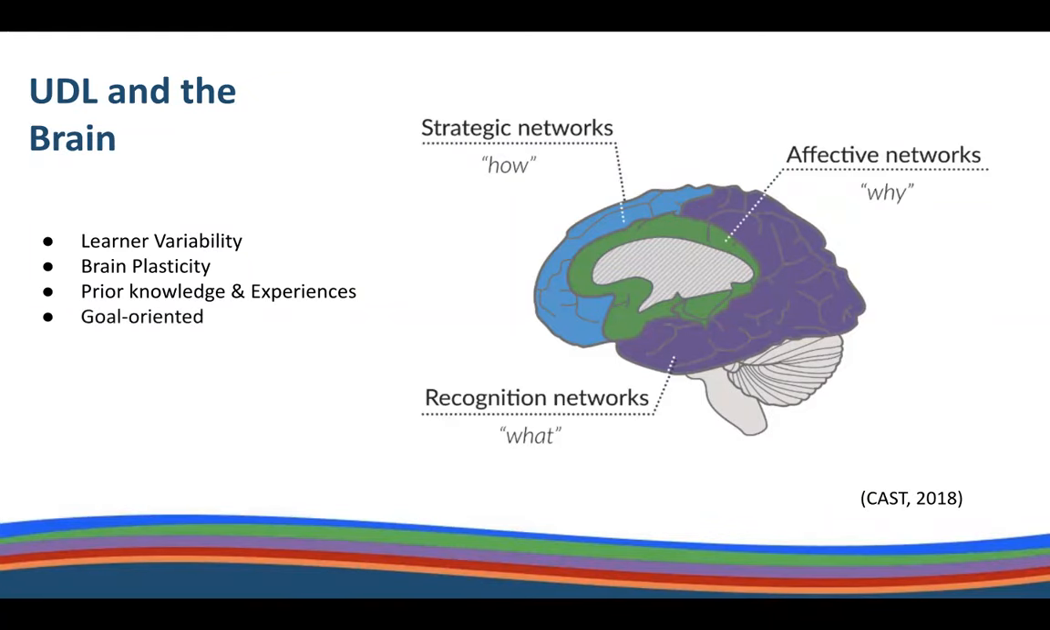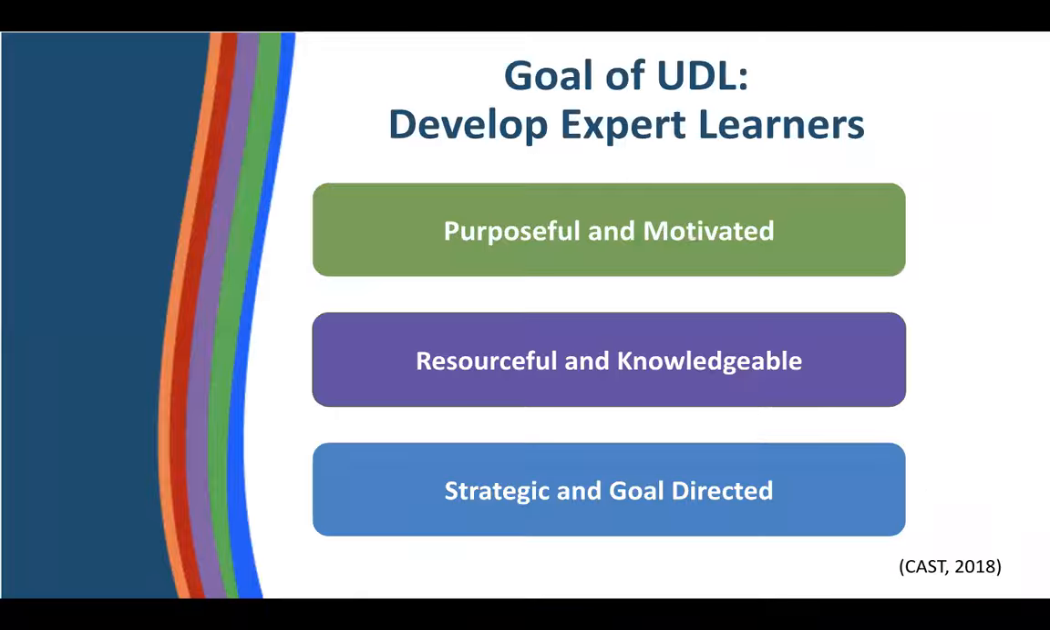And finally, we know that our brains are goal-oriented, so making learning goals explicit is an important part of creating a meaningful learning opportunity for a range of students. So the information we just discussed is important for you because it can help you understand not only how your students learn, but how to reduce barriers and create more flexible, proactive opportunities to support their success.